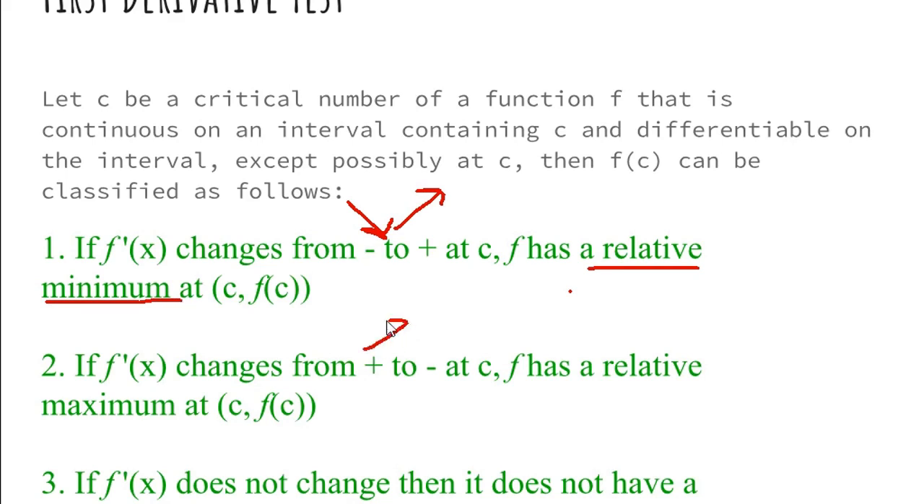If it goes from positive to negative, it's creating that hill, so we say it has a relative maximum. And if it doesn't change, so if it goes from increasing to increasing, or from decreasing to decreasing, then we say that it doesn't have a max and it doesn't have a min. So basically we found no new information there.